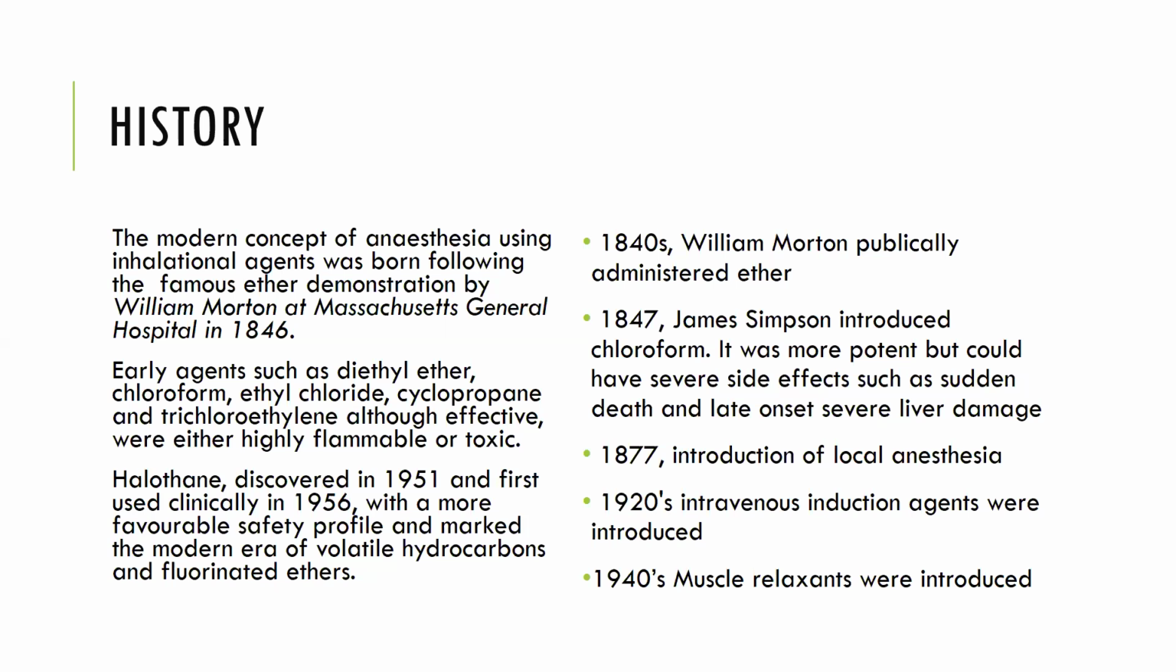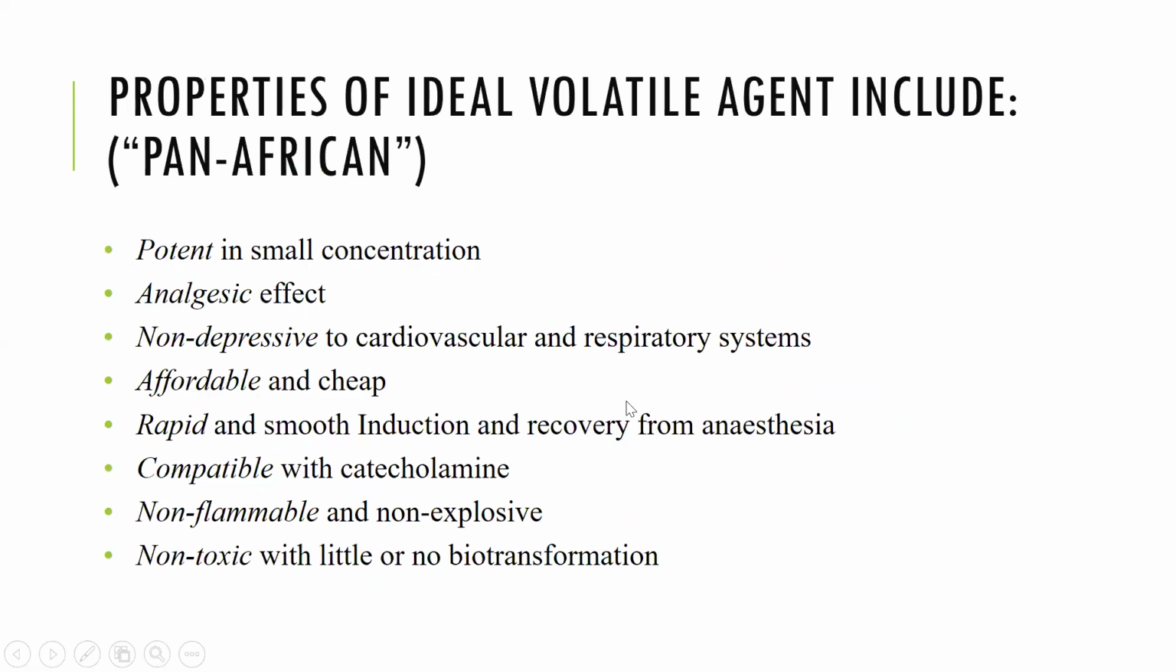All right, so in terms of chronology, you see this on the right side. As with all agents, we're always looking for the ideal agent, and you and I know that none is in existence, but we'll keep trying to look for the ideal volatile agent, and the properties are summarized by the mnemonic PAN-AFRICAN. So an ideal volatile agent should be PAN-AFRICAN.